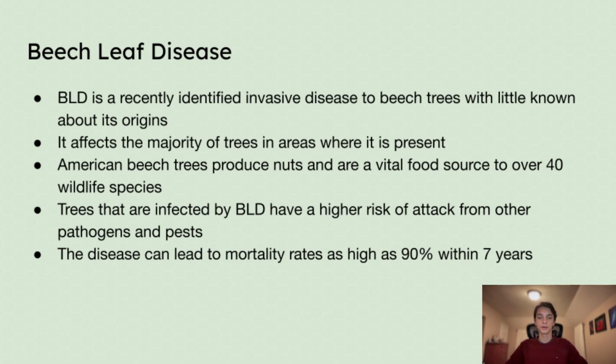Beech leaf disease is a very recently identified invasive disease to beech trees, with little known about its origins. This disease affects the majority of the trees in the area where it's present, and is particularly harmful to the environment because the American beech trees that it infects are a vital food source to over 40 wildlife species. This disease can lead to a tree having a higher risk of being infected by other pathogens or pests, and it can also lead to a mortality rate as high as 90% within the first 7 years of infection.